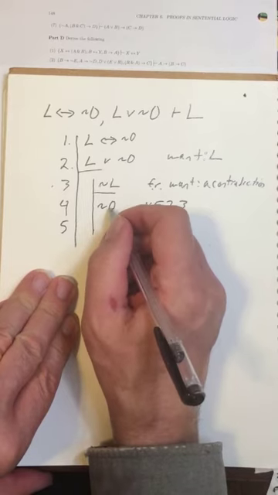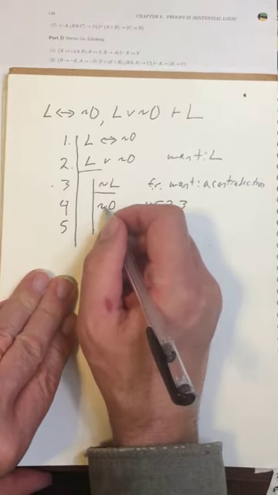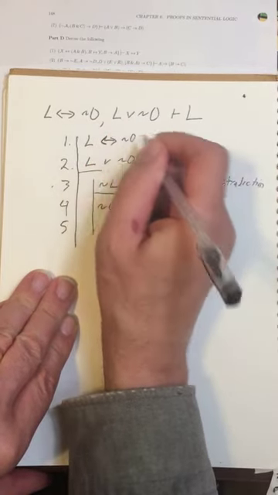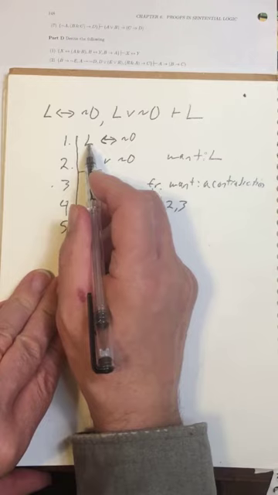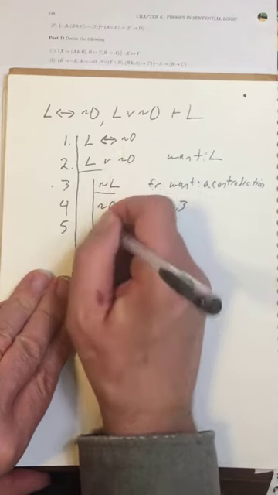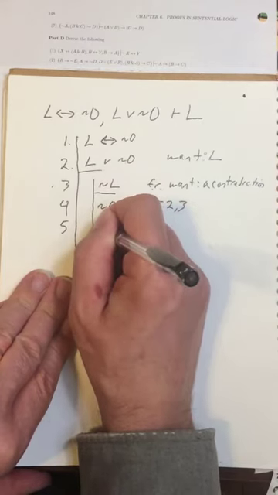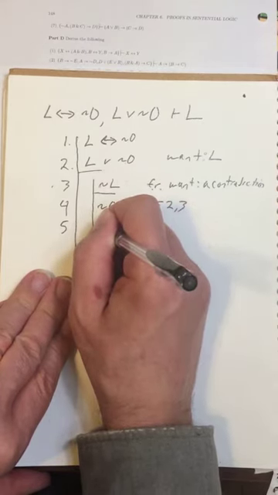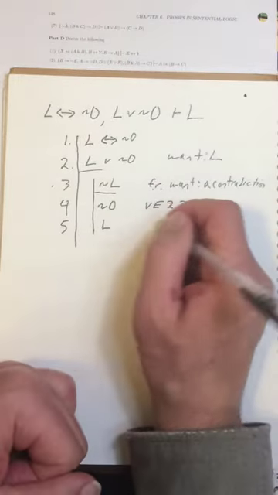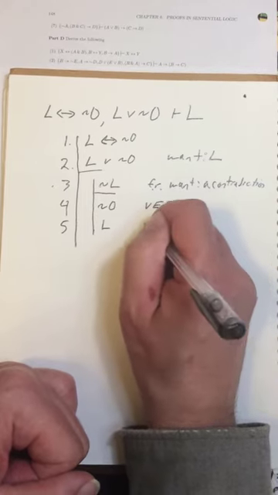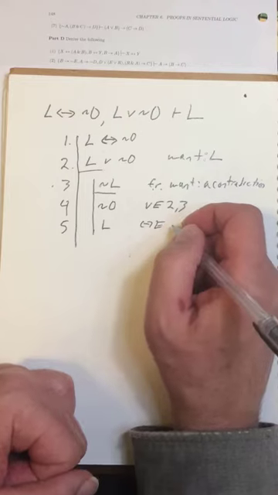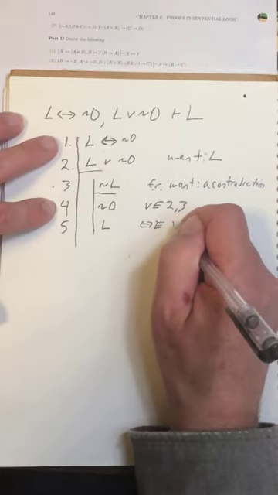Now what can we do? Well, on line 5, we can use the not O to get L. Remember, this arrow goes in both directions, so you can infer this way or you can infer that way. So not O gives us L. And you think, oh, we're done, right? L is what we wanted. So this is biconditional elimination, lines 1 and 4.